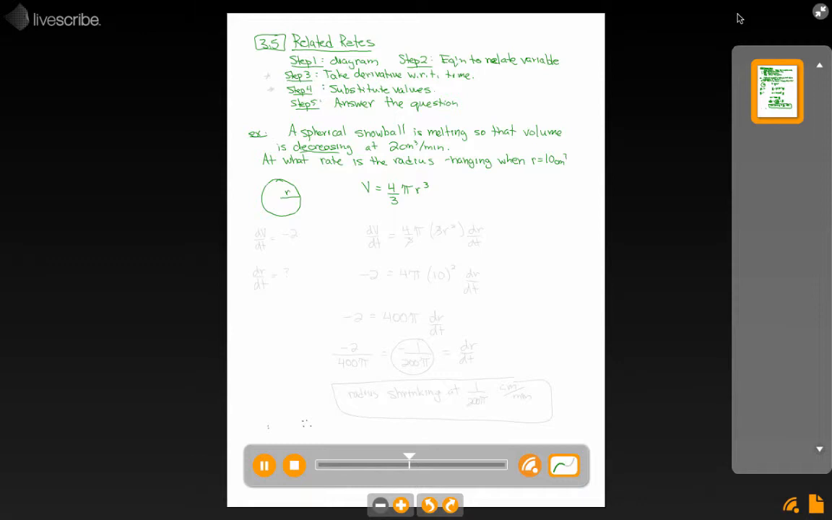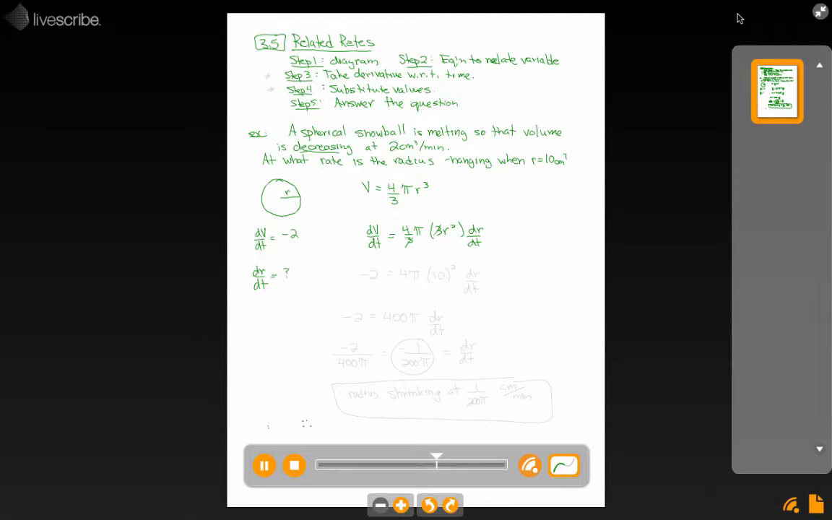Perfect situation, because we have dV by dt. The change of volume, change in time, is negative 2 centimeters cubed per minute, but it's decreasing, which is what makes it negative. And we're looking for dr by dt, which we don't have, but when we take the derivative, that is going to be one of the things we end up with. So when we take the derivative of this, we say, well, dV by dt equals 4/3 pi times 3r squared dr by dt. So every single variable that you differentiate, you end up with this dV by dt, dr by dt. If there were x's and y's, we'd have dx by dt, dy by dt.